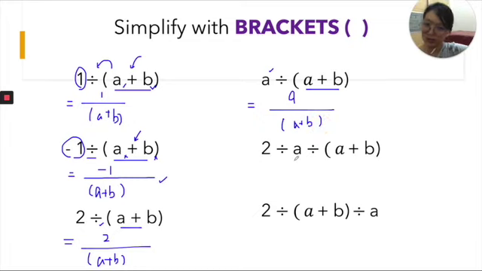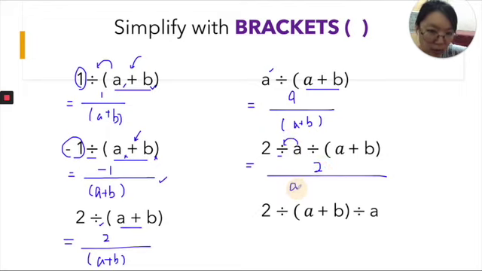Now this is interesting. 2 divided by a plus b. When you have divide, always put a divide line. 2 come first, 2 on top. Come after divide at the bottom. Bracket come after divide at the bottom, together with the bracket.